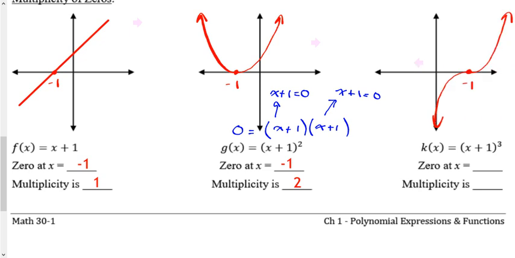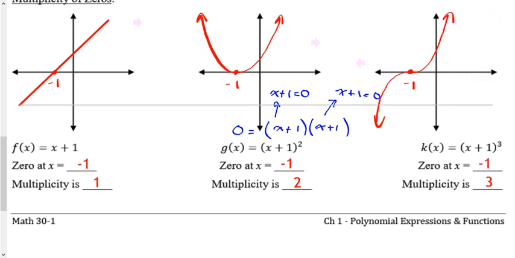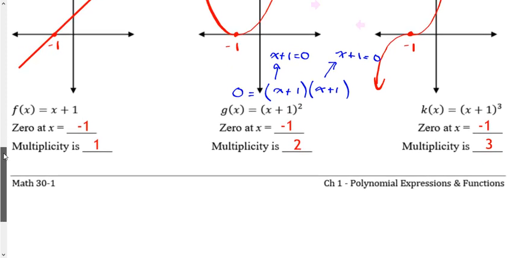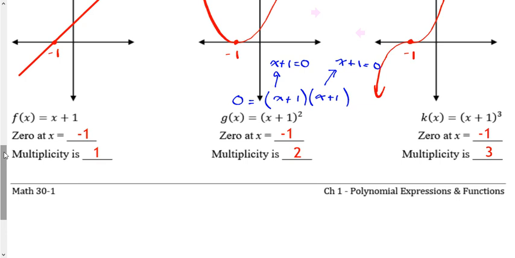So, for the next one, this would be a multiplicity of 3 for that 0 of x equaling -1. And what happens with a multiplicity of 3? The factor is repeated 3 times. So that affects how the graph crosses the x-axis.